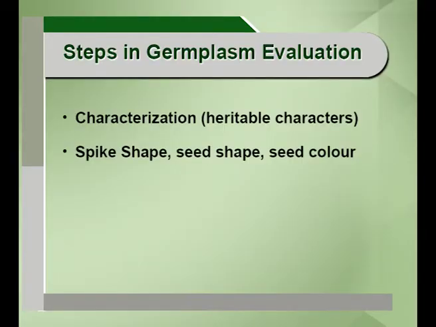The second step in germplasm evaluation is characterization. Unlike the earlier collection of passport data, characterization deals with the heritable characters. Heritable means the particular trait is transferred from one generation to another. All the data related to the heritable characters will be noted down. This is called characterization. For example, the spike or panicle shape, the seed color, and other characters are all heritable. These will be noted down, evaluated properly, and will be part of the characterization. It's a very, very important thing.